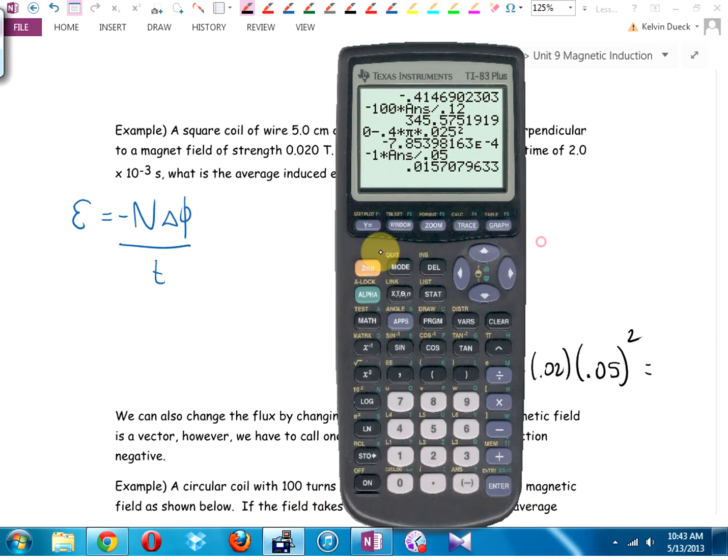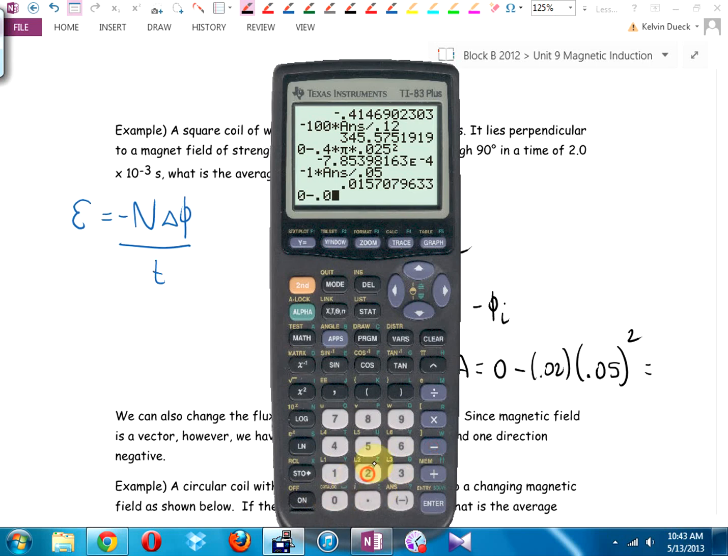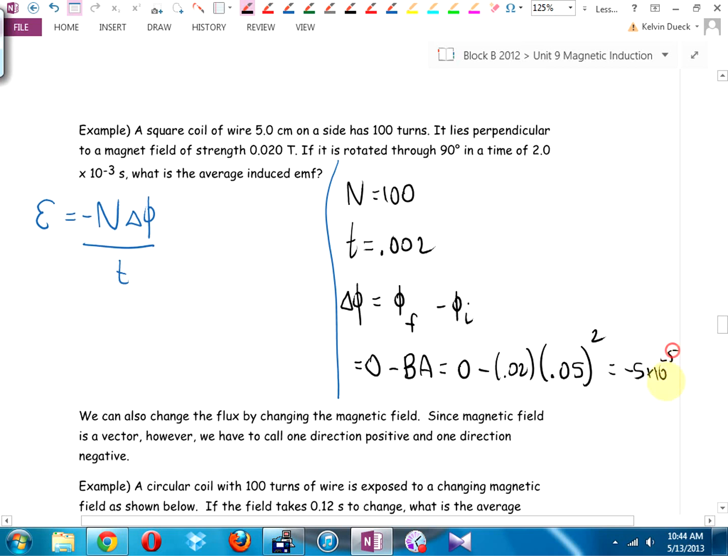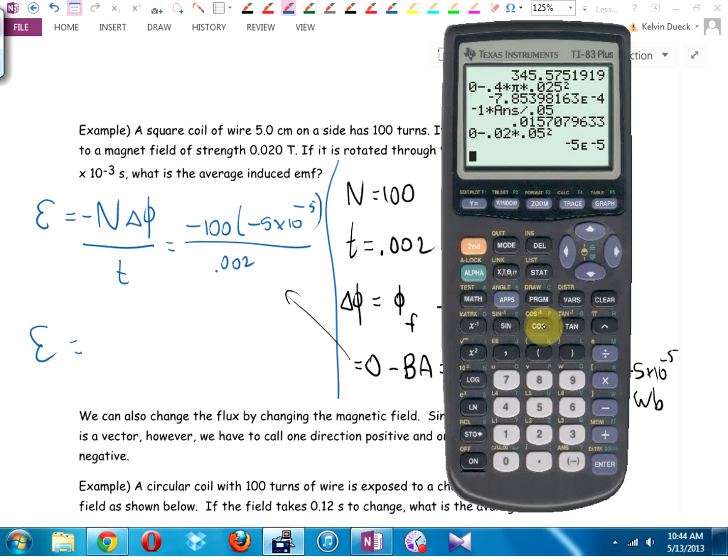I'm going to go 0 minus 0.02 times 0.05 squared. So I get negative 5 times 10 to negative 5 webers, but I'll store that number on my calculator, and here we go. It's going to be negative 100 times negative 5 times 10 to the negative 5, all divided by 0.002. Negative 100 times answer.